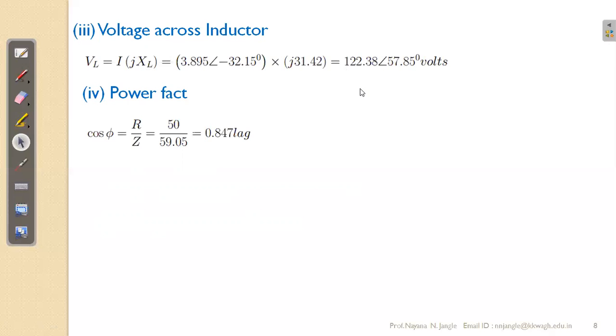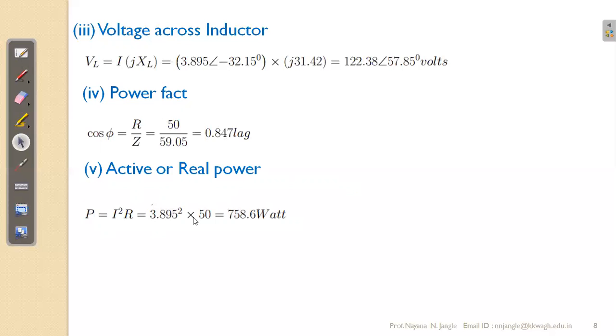Power factor is the ratio of resistance to the impedance. So cos phi is equal to R upon Z. R is 50 and Z is 59.05 ohms, so it is 0.847 lag. In inductive circuits, current always lags by angle phi, therefore the power factor here is lag. Active or real power, that is power consumed in the circuit, is given by P equal to VI cos phi. V is 230 volts, I is 3.895 and power factor is 0.847. So here the active power is 758.7 watts.